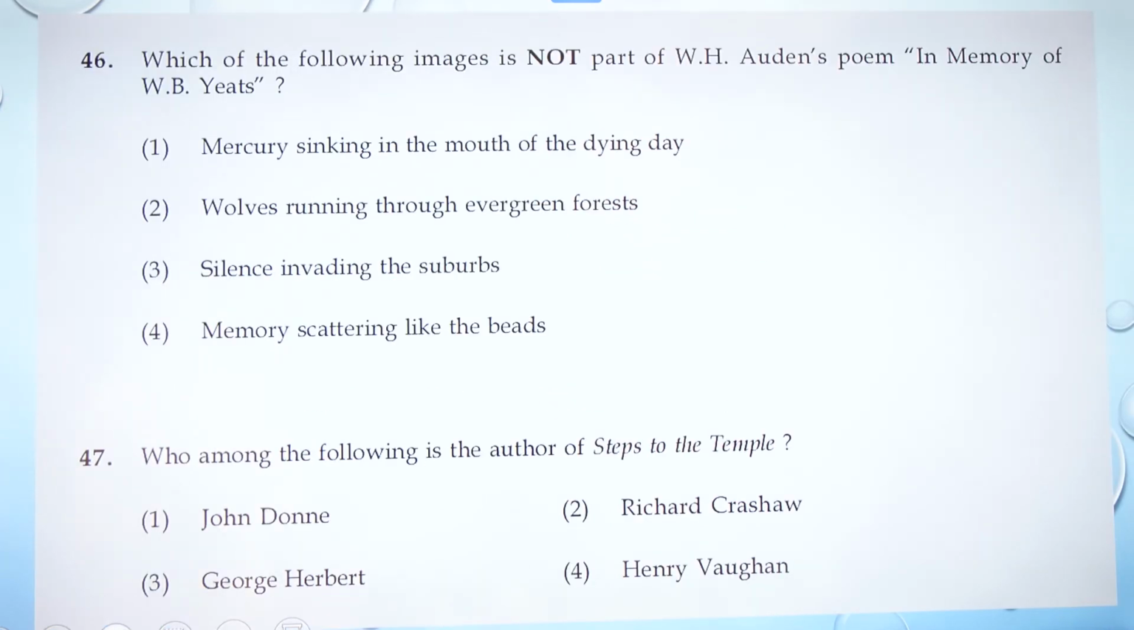46. Which of the following images is not part of W.H. Auden's poem In Memory of W.B. Yeats? Number 1 Mercury sinking in the mouth of dying day, number 2 wolves running through evergreen forests, number 3 silence invading the suburbs, number 4 memory scattering like the beads, and the correct option is number 4 memory scattering like the beads. 47. Who among the following is the author of Steps to the Temple? Number 1 John Donne, number 2 Richard Crashaw, number 3 George Herbert, and number 4 Henry Vaughan, and the correct option is number 2 Richard Crashaw.